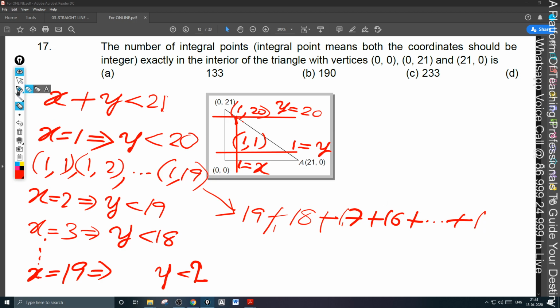So it is the sum of the first n natural numbers, n into n plus 1 by 2. That is 19 into 20 by 2. It is 190. So this is the answer. Option B is the answer. Just go through that.